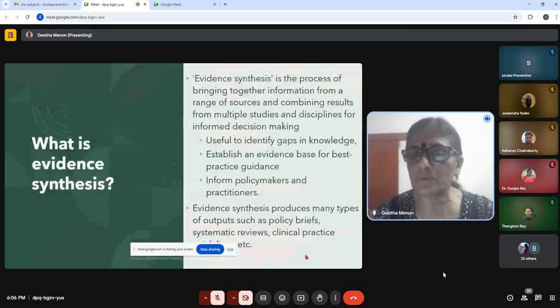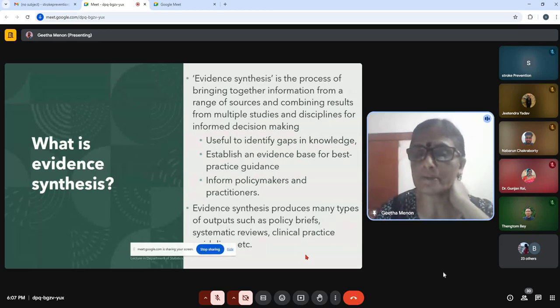Now, talking about evidence synthesis, what is evidence synthesis? Because we are gradually coming to the topic of systematic reviews, evidence synthesis is a process of bringing information from various resources, from multiple studies and various disciplines, and combining this information in a meaningful manner to inform decision making. And it is very useful to identify gaps in the knowledge. It establishes an evidence-based platform for best practice guidelines, and it also helps in informing the policymakers and practitioners.